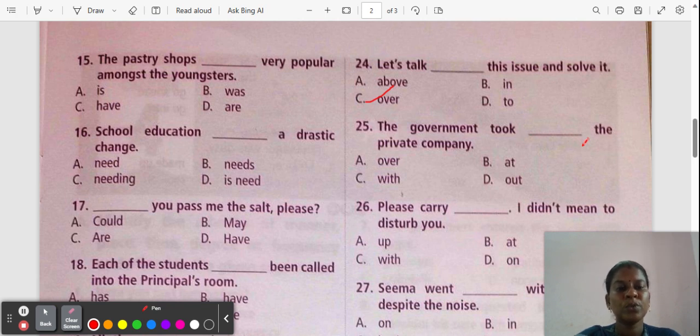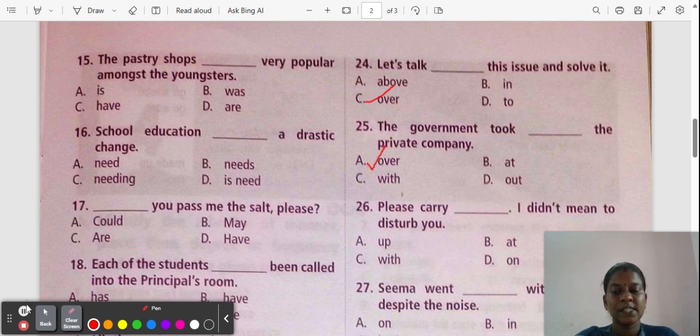Then the government took dash the private company. Option A, over. Option B, at. Option C, with. Option D, out. The government took all the control of that private company. So here the correct answer is over. The government took over the private company. Option A, over, is the correct answer.